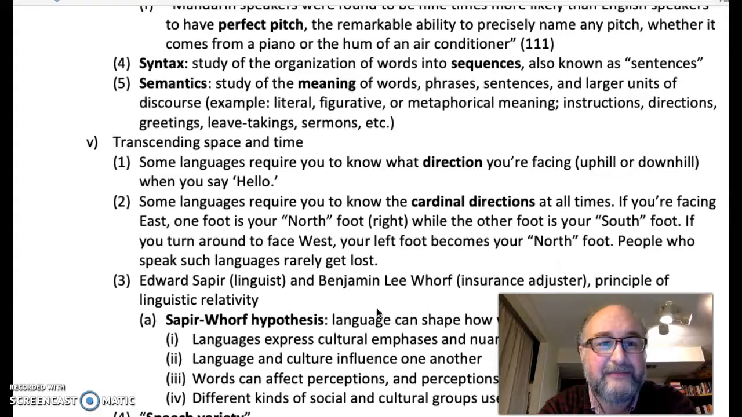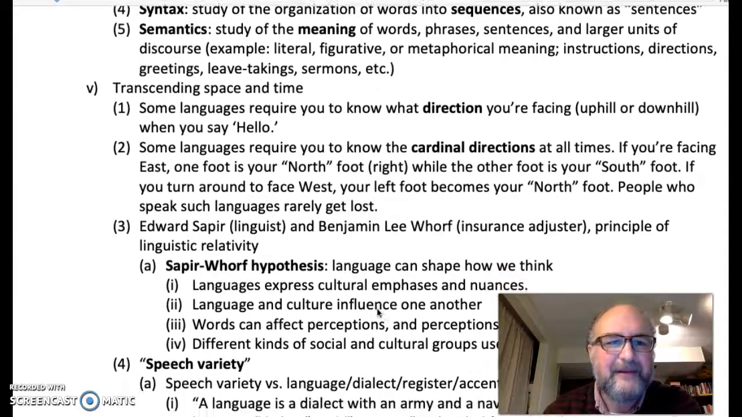Number 5, right? Phonetics, phonology, morphology, syntax, and semantics, the study of the meaning of words, phrases, sentences, and larger units of discourse. For example, we have literal meanings, figurative meanings, metaphorical meanings. We have different kinds of speech: instructions, directions, greetings and leave takings, sermons, many different ways of talking and different goals and purposes to our talking. So that's all under semantics: what words, phrases, sentences, and paragraphs mean.